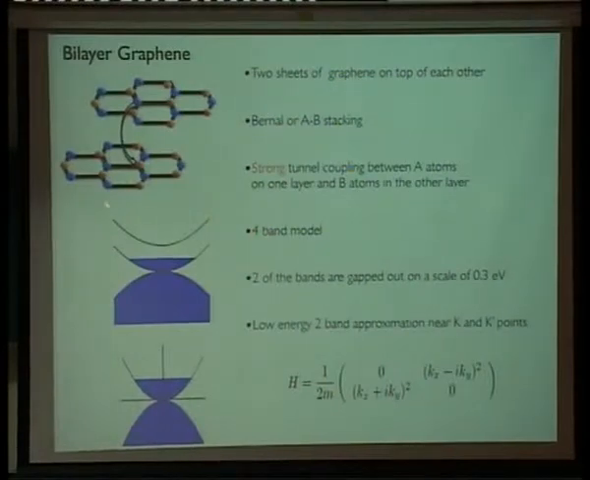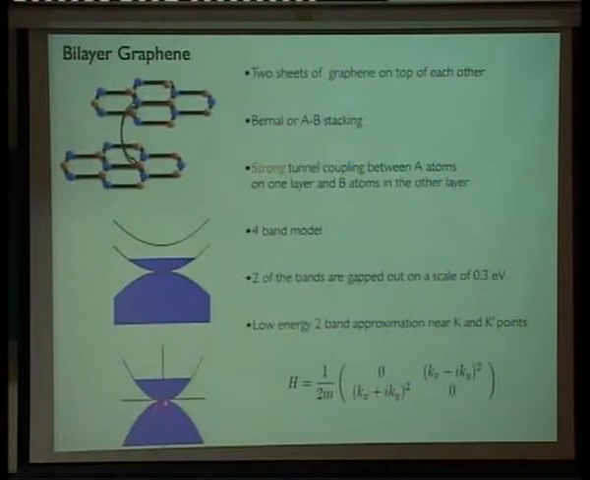If you do the full calculation, you find that you actually have a 4-band model, but 2 of these bands are gapped out on a scale of 0.3 eV. So for the purpose of low energy physics, we will neglect them, and we will work with a 2-band model. The Hamiltonian is given here. You get 2 parabolic bands which are touching each other. Now this is important, because you might say, what is the big deal with 2 bands? I mean, we get this in semiconductors.